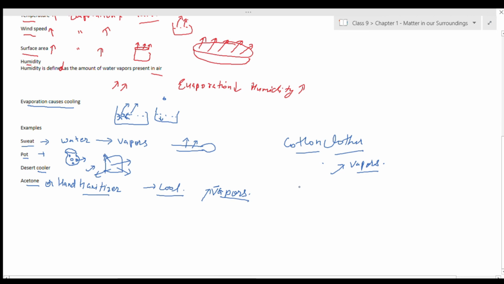Another question that is asked here is, why do we observe water droplets on the surface of a tumbler filled with cold water? What actually happens is there are already water vapors present in the atmosphere, and when these water vapors come in contact with the cool walls of the tumbler, they are converted into water, and this process is known as condensation, as we have discussed in our previous videos.